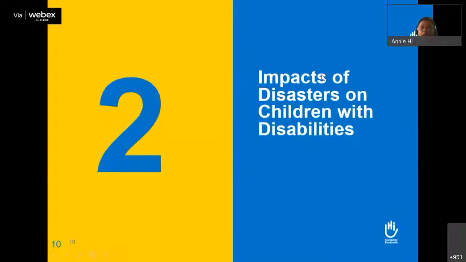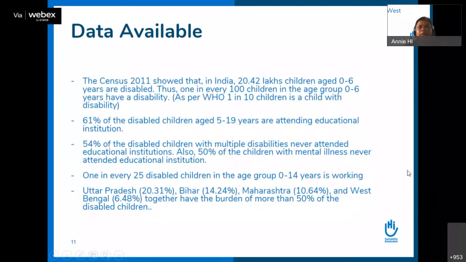So, moving on, let's look at some of the impacts of disasters on children with disabilities. Now, if you look at children with disabilities even before the disaster context, let us look at the 2011 census of India. Today it is 2022, so the data, of course, is old, but still this is the only data that we have. As per the 2011 census, almost 20 lakh children in the age group 0 to 6 have some sort of disability, which is basically one in every 100 children in the age group of 0 to 6.